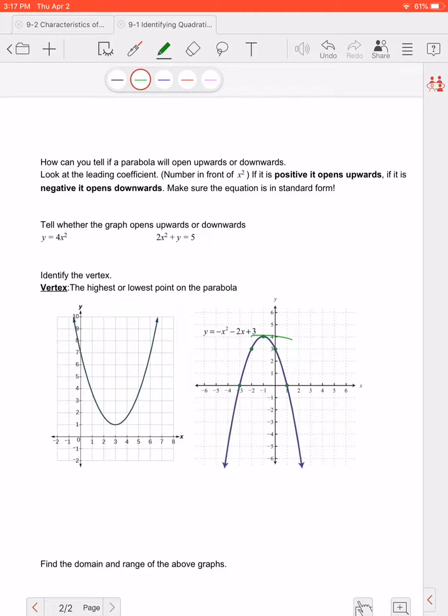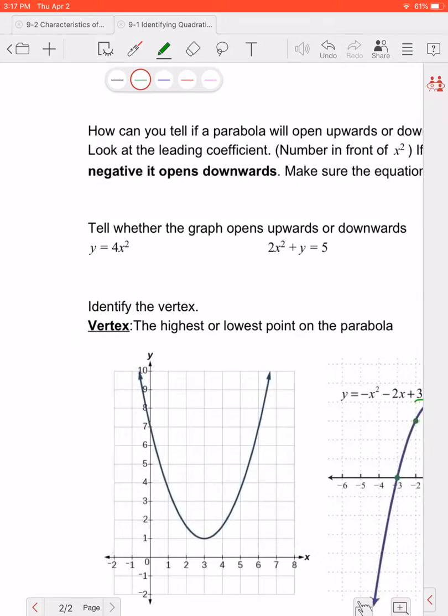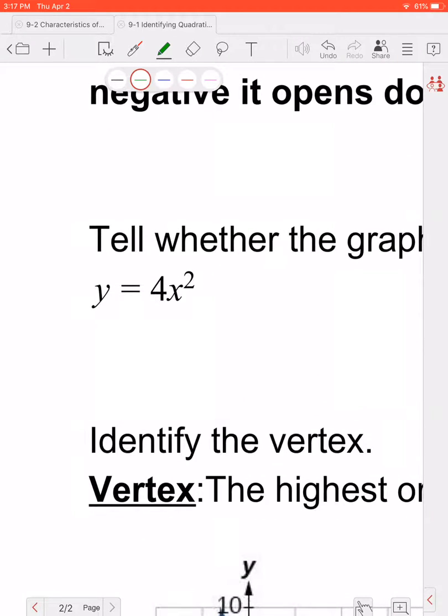So make sure your equation is written in standard form, though. Otherwise, that's going to really throw you off. So let's look at this first one here. We have y equals 4x squared. Y is by itself. It's written in standard form. There's only one term. Not a big deal. My leading coefficient is the number in front of x squared, which is 4, which is positive. If it's positive, it opens upwards.